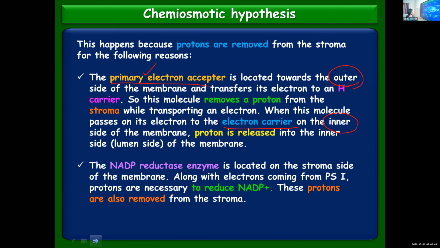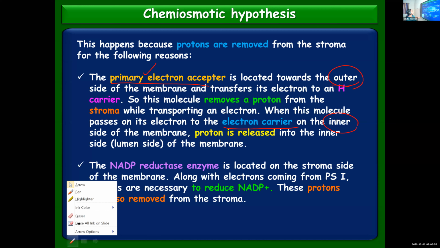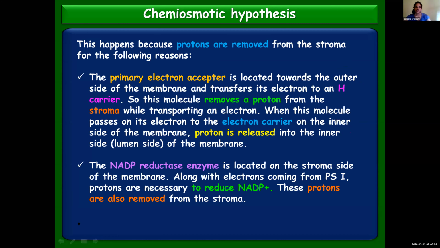First point, is it clear? Do you want me to repeat it again? First point? Nobody is responding. It's clear now. Primary electron acceptor.